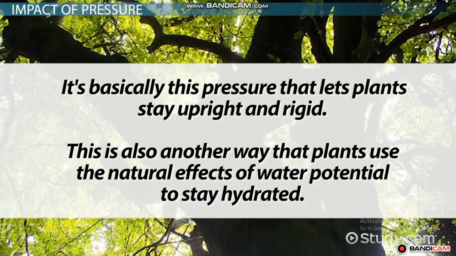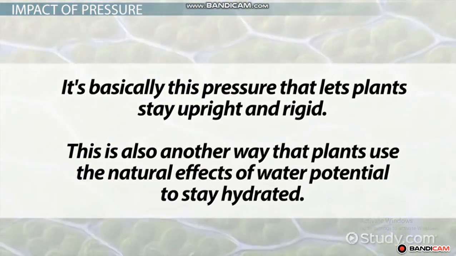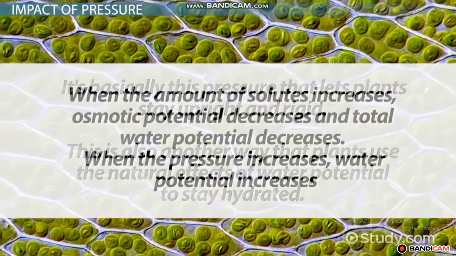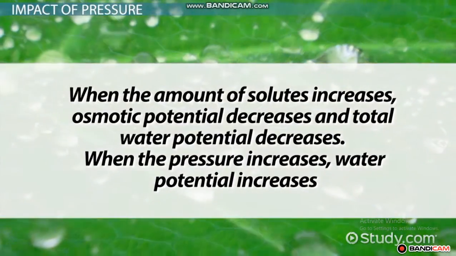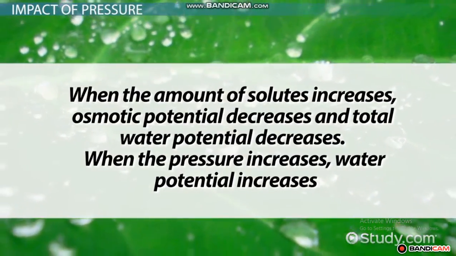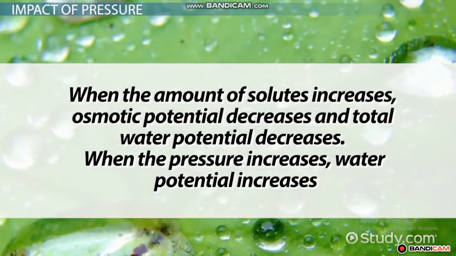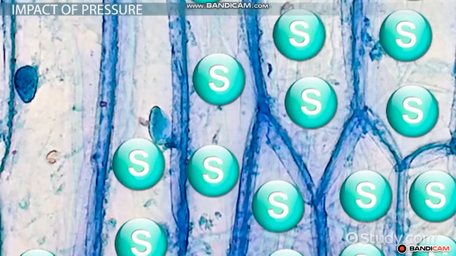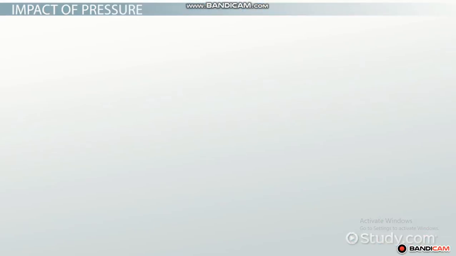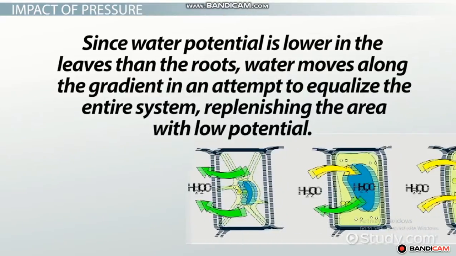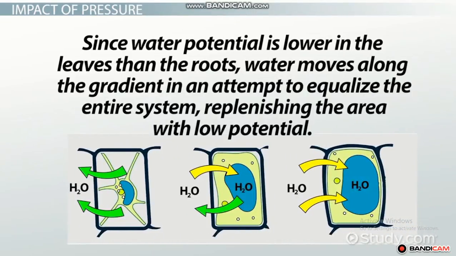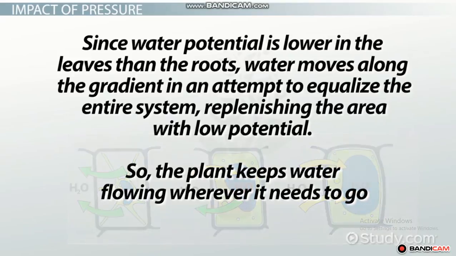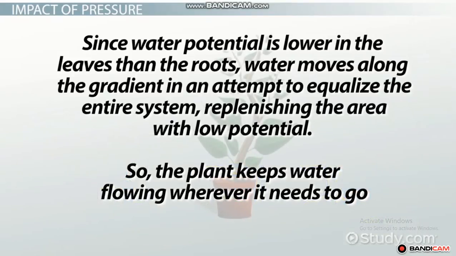This is also another way that plants use the natural effects of water potential to stay hydrated. You see, when water is lost from leaves through evaporation, which always happens since leaves must keep pores open to take in oxygen, the pressure in those cells decreases, and the overall water potential decreases. Since water potential is lower in the leaves than the roots, water moves along the gradient in an attempt to equalize the entire system, replenishing the area with low potential. So the plant keeps water flowing wherever it needs to go.